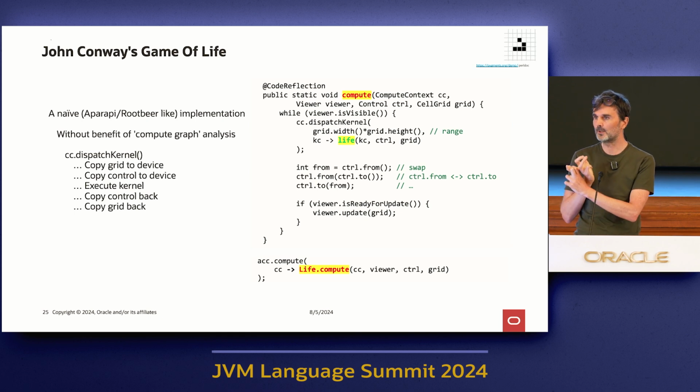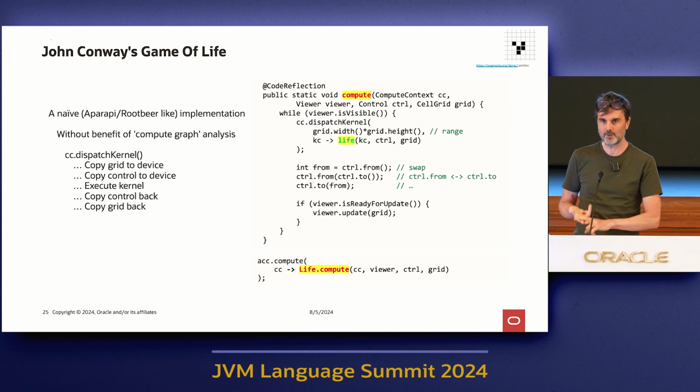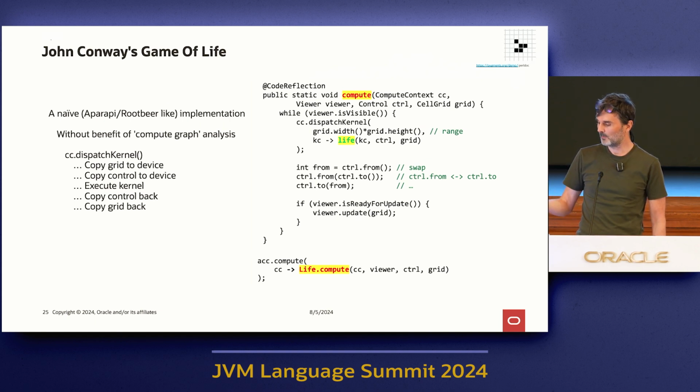So the arguments to the kernel are the actual parameters the lambda expression captures, control and grid here. And KC is an argument coming into the kernel. And then we swap, once we dispatch to the kernel, and the kernel completes, we just swap the pointers from and to. And then if the viewer is ready, we'll update the grid. If it's not ready, we'll continue and do another iteration.